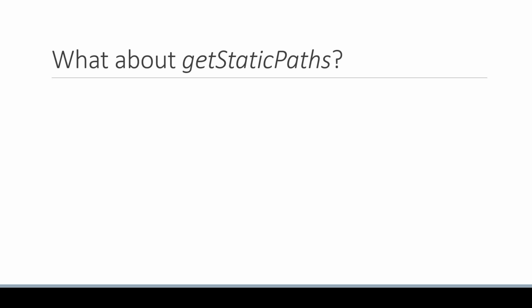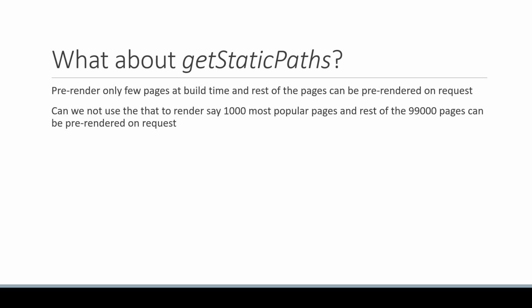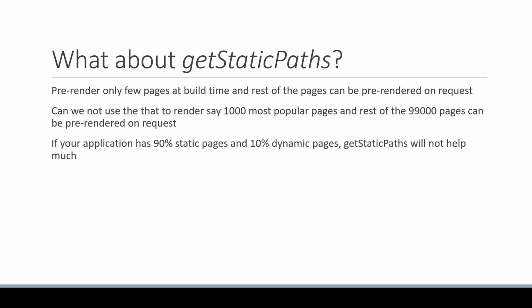Now you might be thinking, hey, you explained about getStaticPaths, which will help us pre-render only a few pages at build time, and the rest of the pages can be pre-rendered on request. Can we not use that to render, say, 1,000 most popular pages, and the rest of the 99,000 pages can be generated on request? Well, we can't do that because getStaticPaths works only with dynamic pages. If your application has 90% static pages and 10% dynamic pages, getStaticPaths will not help much.